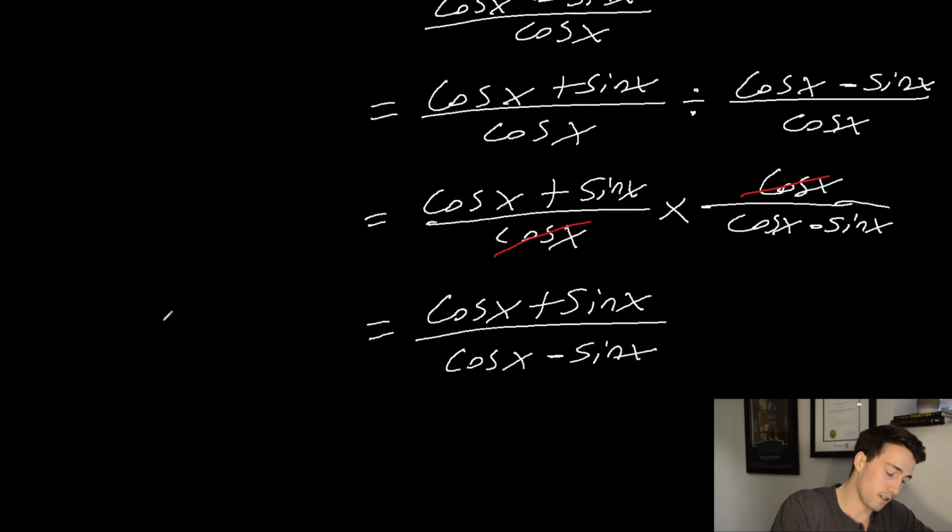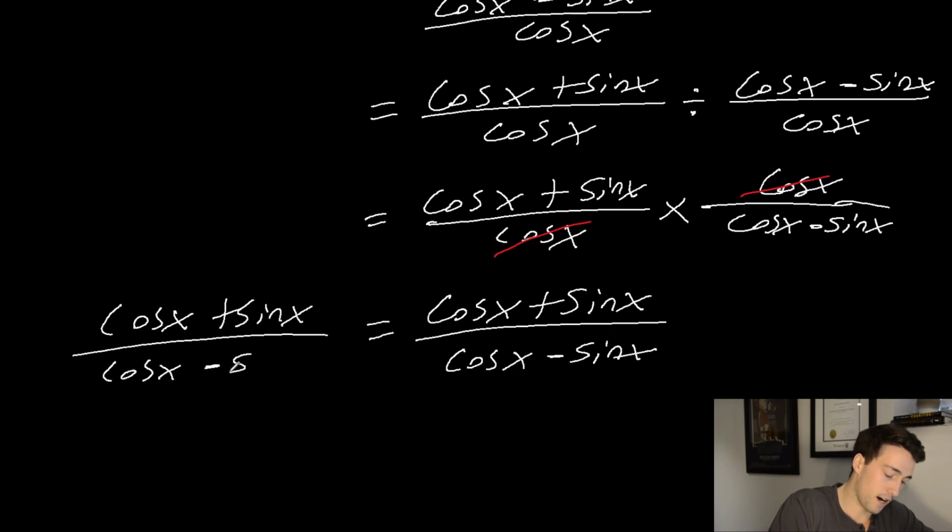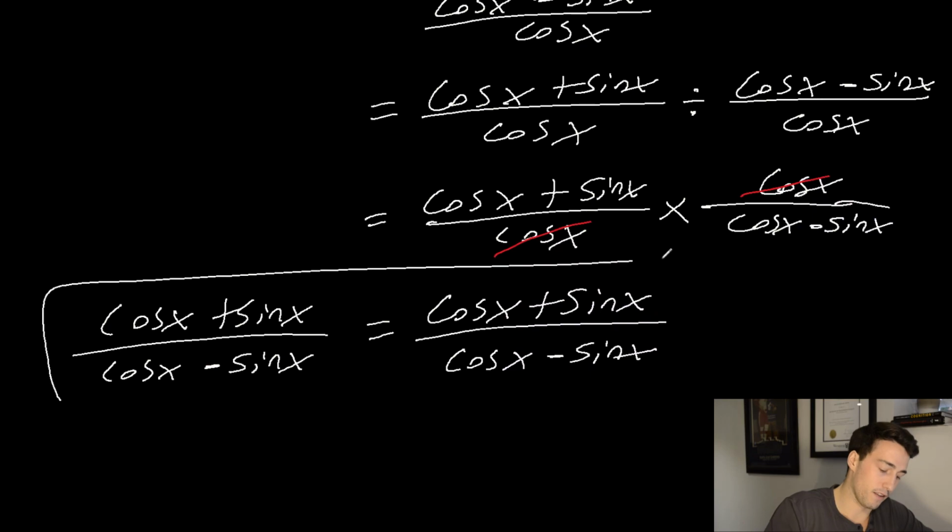And that, of course, is equal to this left side here. We have cos of x in the numerator minus sine of x. So we've proven this trigonometric identity.